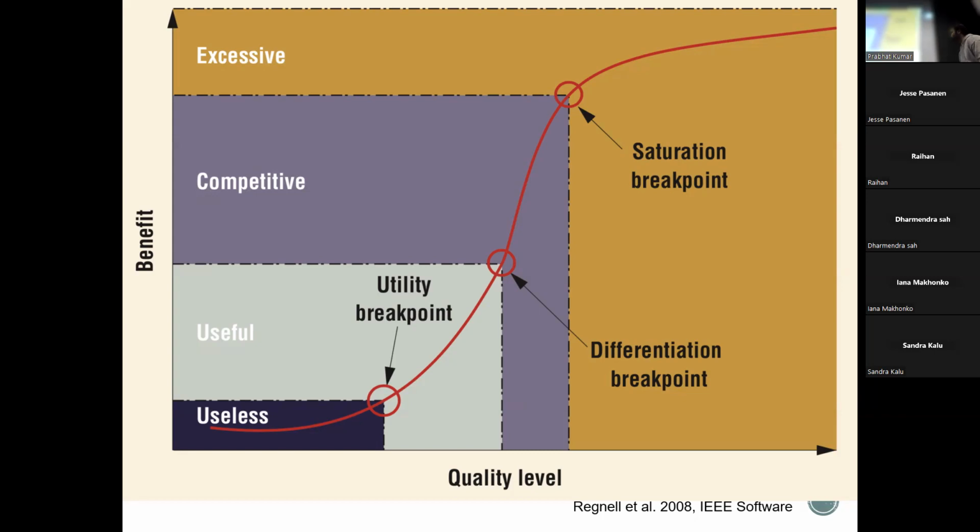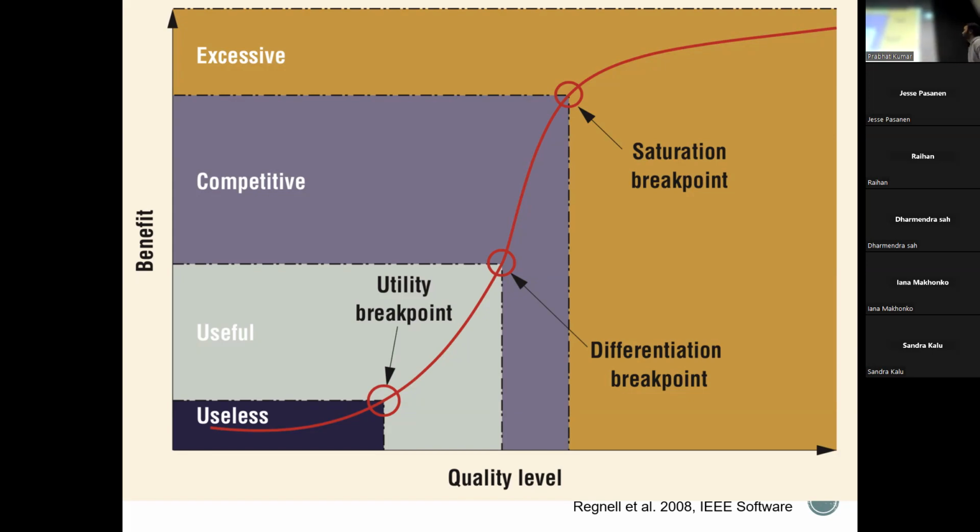And if I increase the quality level a bit more, there is one more breakpoint, the differentiation breakpoint, beyond which I'm talking more about competition. There will be multiple antivirus software, right? They all are going to do the same task, but now I'm more interested in more benefits. I'm willing to pay more, but what benefits is my product giving? How can I differentiate my product from other products? These factors are going to come under the competitive part.